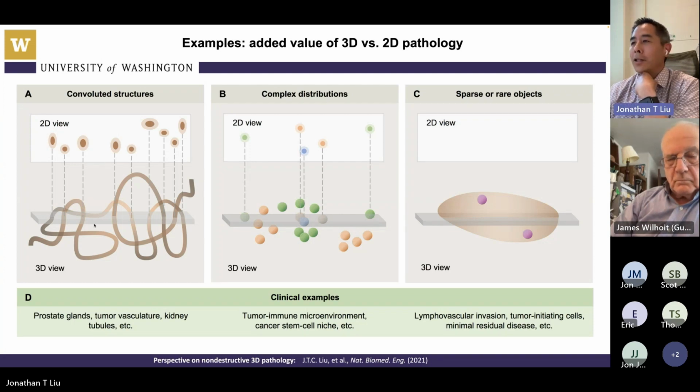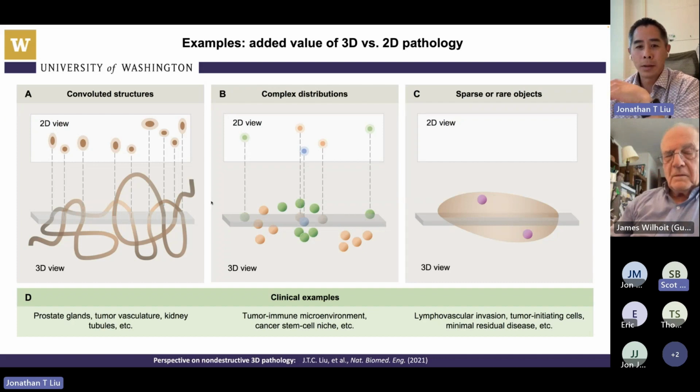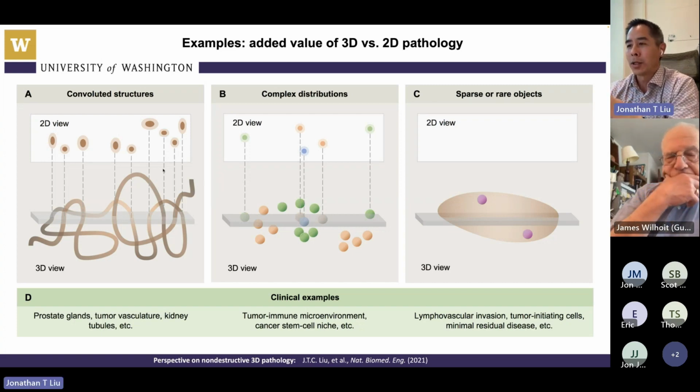Okay, I'll continue. So, like I was saying, the pathologists, because they're so used to looking at tissues in 2 dimensions, they often will ask, well, what would be the value of 3D? It's sort of obvious to most people that 3D would be better.